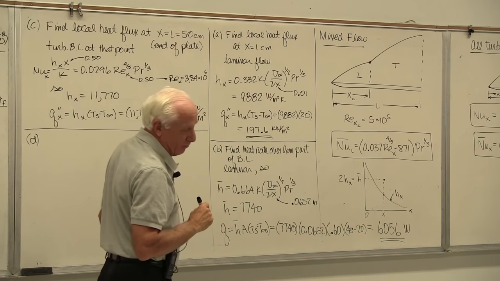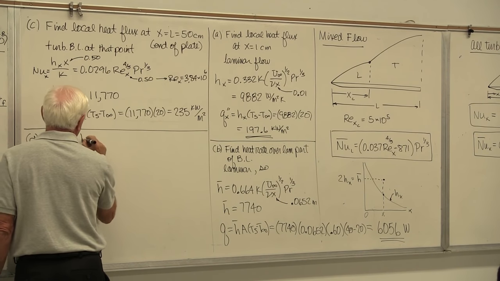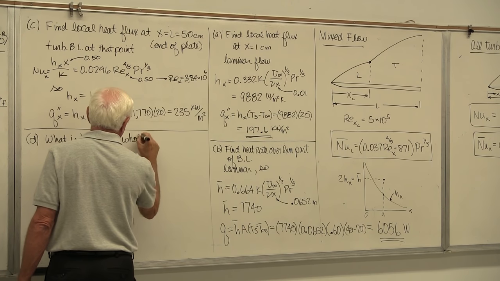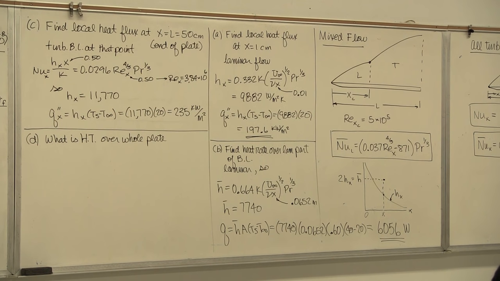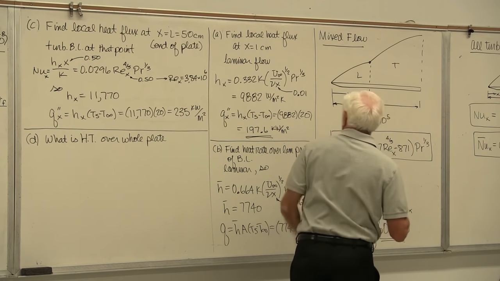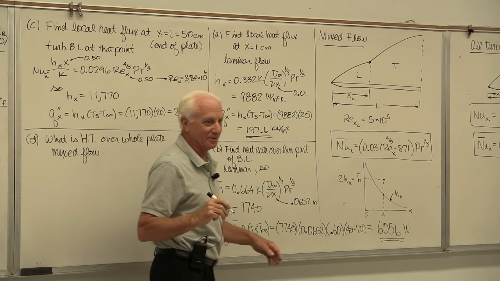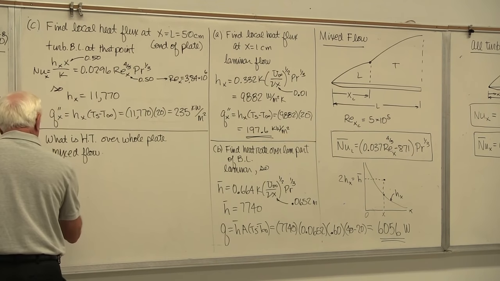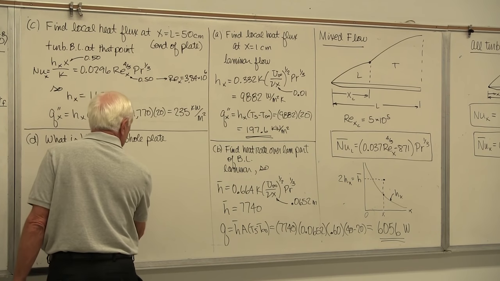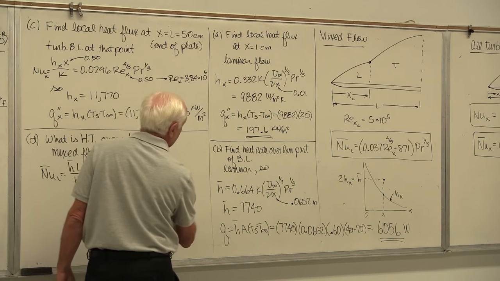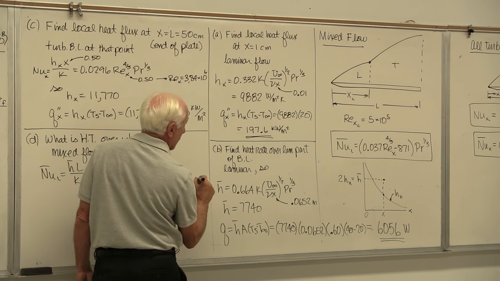All right, this is what we're mostly interested in as engineers. What's the heat transfer over the whole plate? Over the whole plate. Okay, here it is. Laminar and turbulent, that's mixed flow. Okay, only one equation. There it is. Nusselt bar L equals 0.037 Reynolds to the 4/5 minus 871, Prandtl to the 1/3.